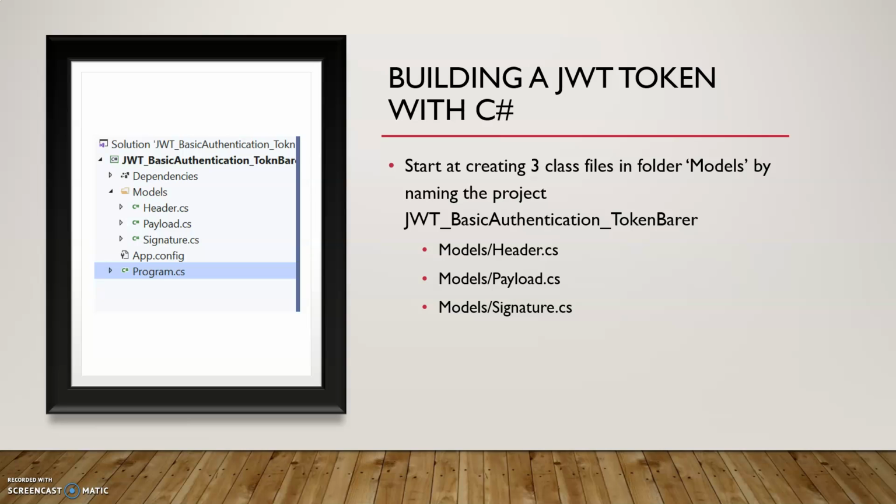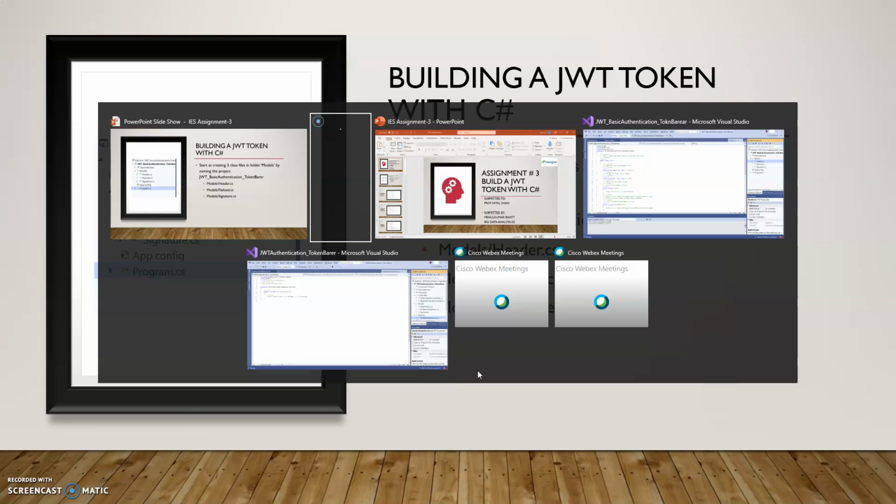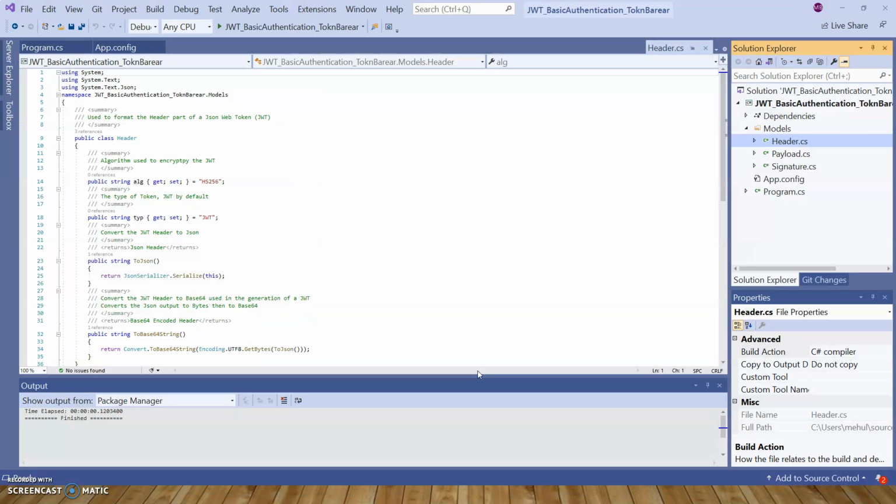First of all, I am building a JWT token with C#. I start by creating 3 class files in a folder named Model, naming the project JWT Basic Authentication Token Bearer. I have created 3 class files: header.cs, payload.cs, and signature.cs. We can simultaneously see this in Visual Studio as well.